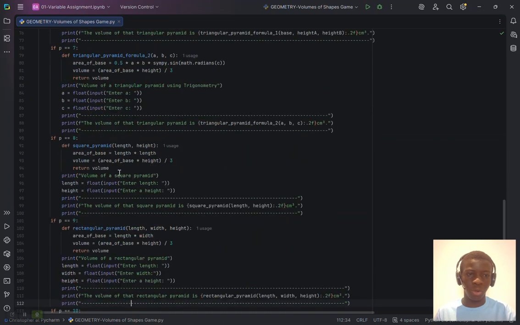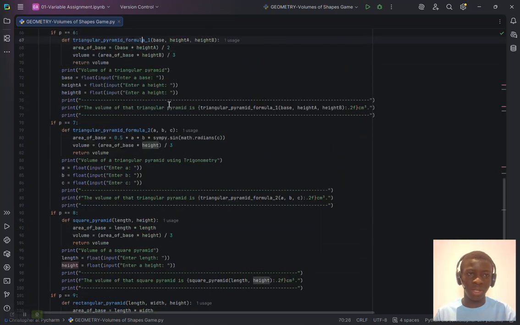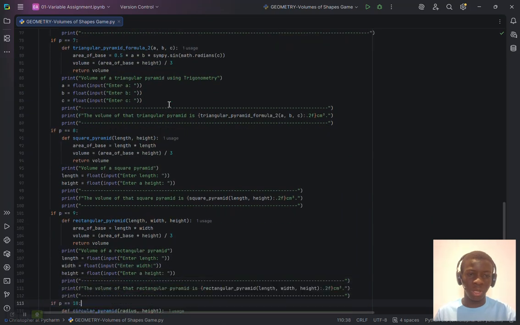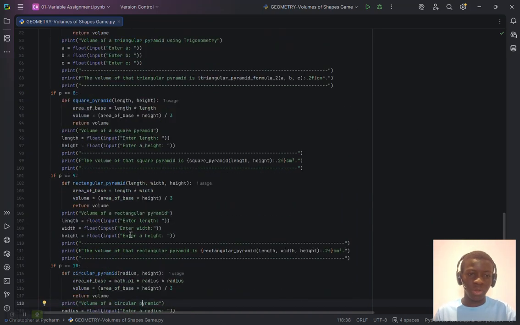Then square pyramid is length times width times height over 3, which is also known as a cuboid divided by 3. Let's see what it is. Oh, it's length times breadth times height. Oh yeah. So if you replace that with a width, that's fine. So that's basically almost a cuboid divided by 3, basically, or I can just change it if I wanted to. But anyways, let's focus on this now.